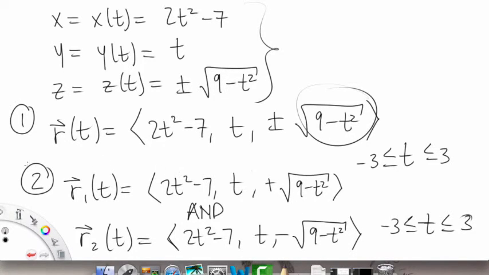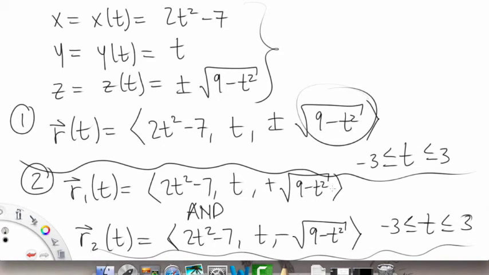Okay, so this is the first way to do it. You could list it like that, or the second way, if you want to break it down into the positive square root and the negative square root. So again, we just parameterized the intersection of the two given surfaces from the beginning. Okay, all right, so I hope that helped, and good luck and happy studying.